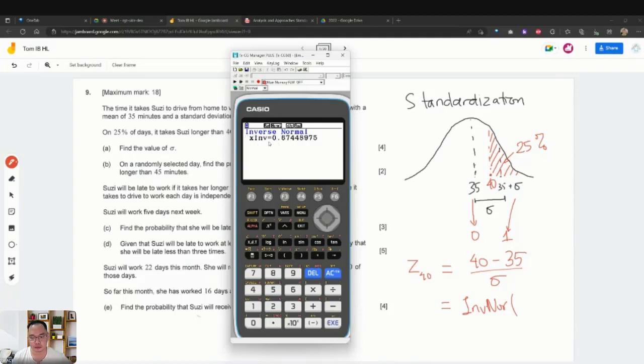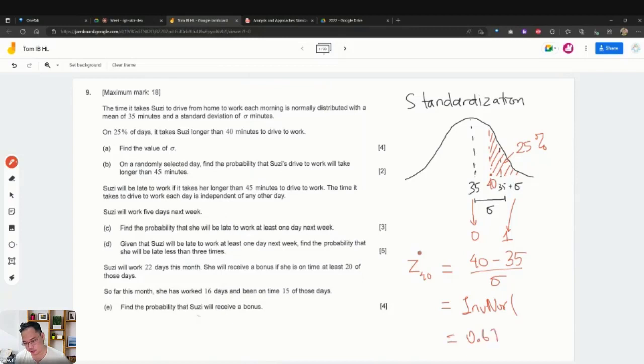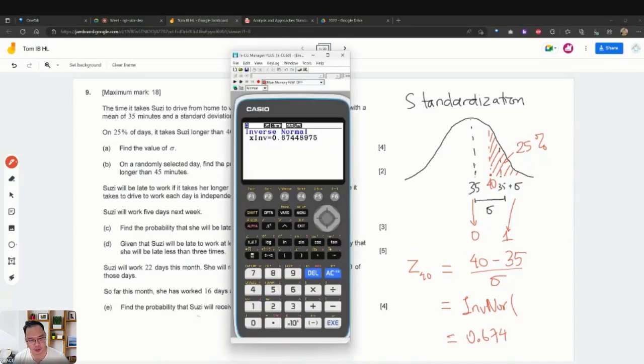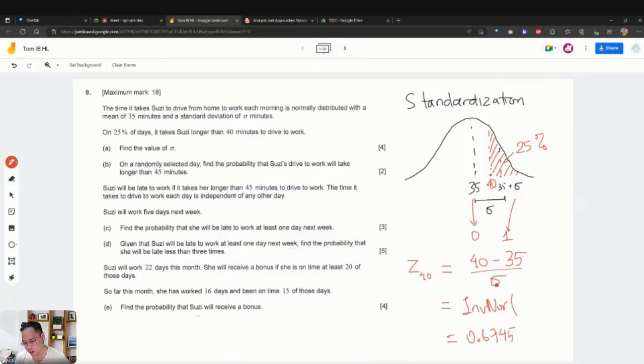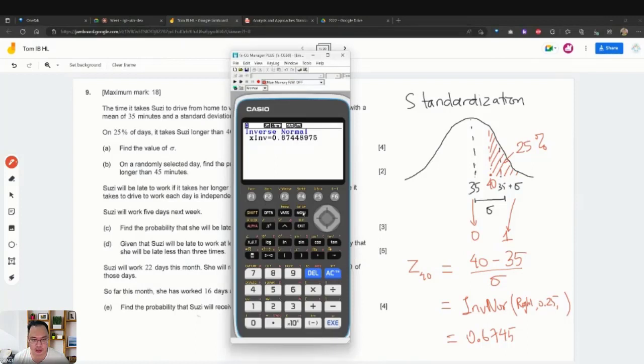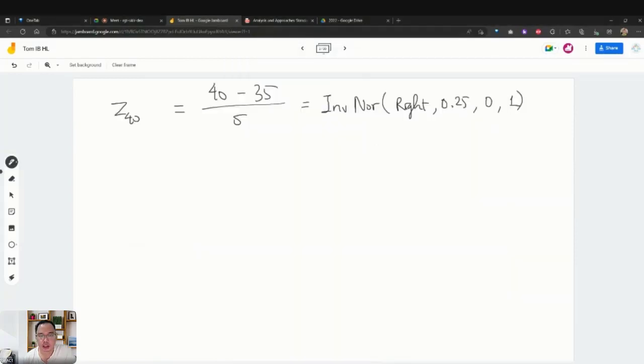The value of that inverse is 0.67445. We need to write here the complete expression: inverse normal of 0.25, in the order of the calculator, 1 and 0. Just follow the order in the calculator, okay? 1 is the standard deviation and 0 is the mean, and it equals 0.6745. From this, we can calculate sigma easily.